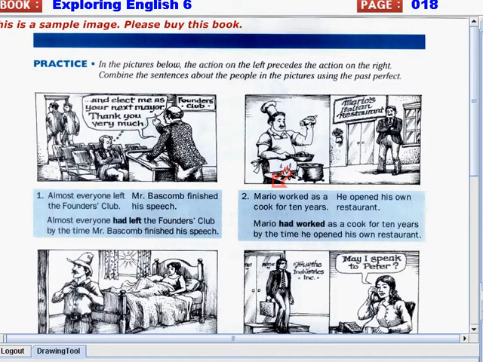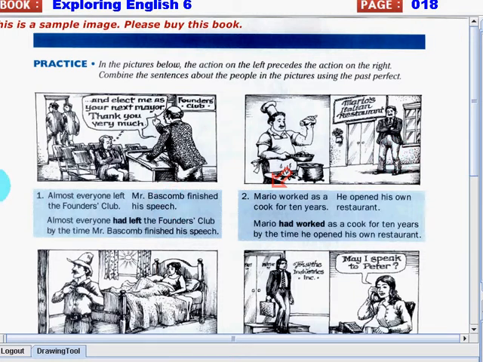We are going to start our lesson on this page, and we have an activity here. In the pictures below, the action on the left precedes the action on the right. Combine the sentences about the people in the pictures using the past perfect tense.